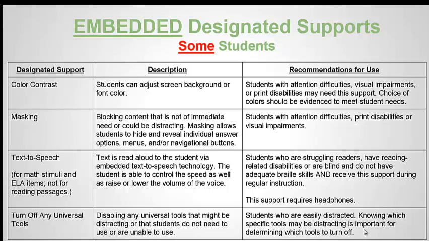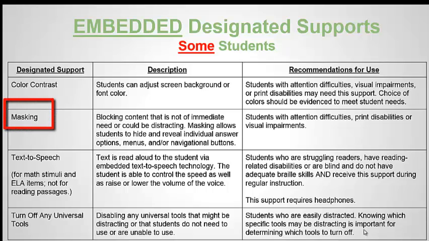Let's review the designated supports that are embedded, or are within the digitally delivered portion of the assessment. Color contrast enables students to adjust screen background or font color based on needs or preferences. This may include reversing the colors for the entire interface or choosing the color of font and background. Students with attention difficulties may need this support for viewing test content. It may also be needed by some students with visual impairments or other print disabilities. Choice of colors should be informed by evidence that color selections meet student needs.